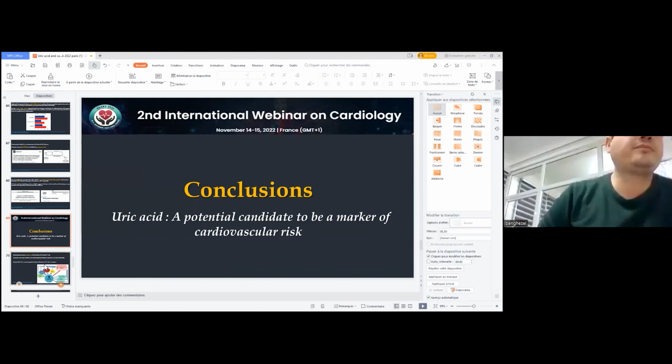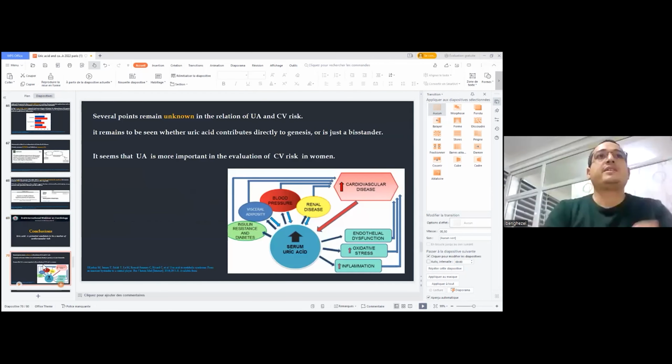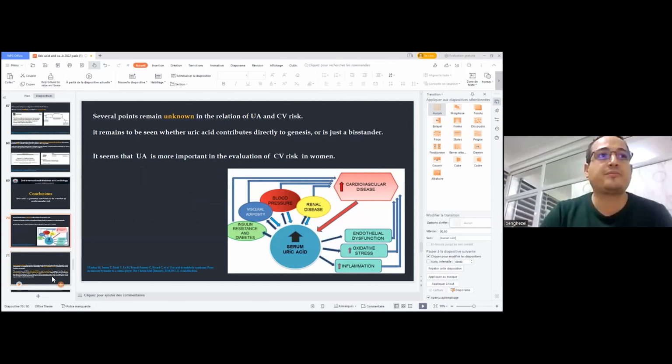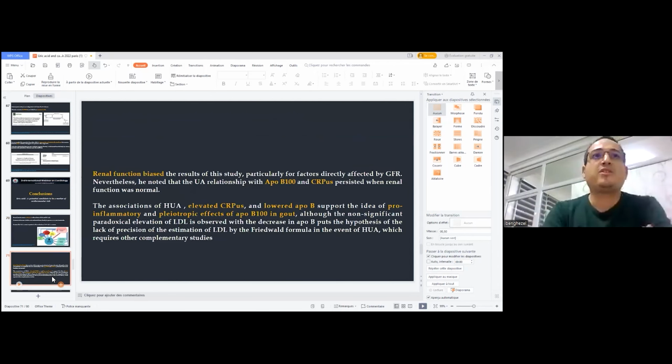Conclusions. Several points remain unknown in the relationship of uric acid and cardiovascular risk. It remains to be seen whether uric acid contributes directly to its genesis or is just a bystander. It seems that uric acid is more important in the elevation of cardiovascular risk in women. Renal function influenced the results of the study, particularly for factors directly affected by GFR.